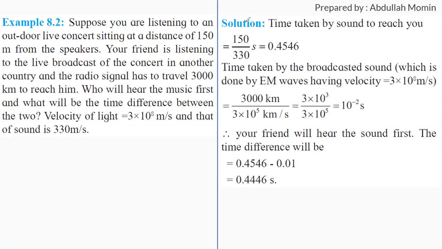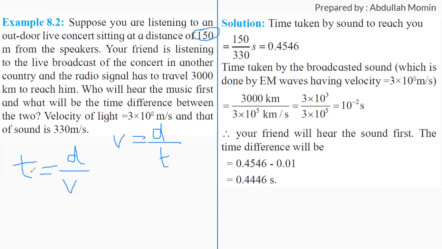So first, who is going to listen to the sound first? So you are sitting at a distance of 150 meter from the speaker, and the sound is traveling from speaker to your ear, and it has to travel the distance. So distance upon speed is nothing but time. We know that speed v is equal to distance upon time. So instead of v we can write t, and instead of t we can write v.